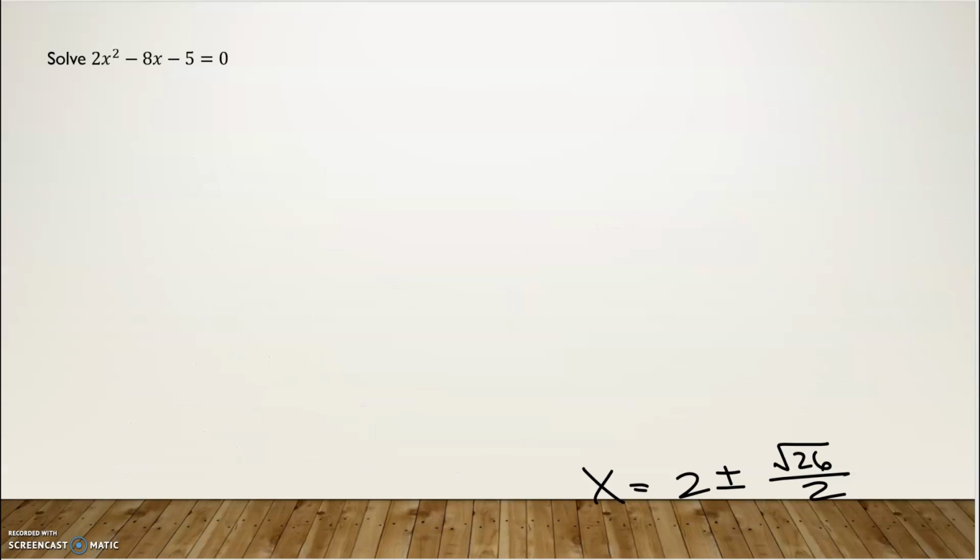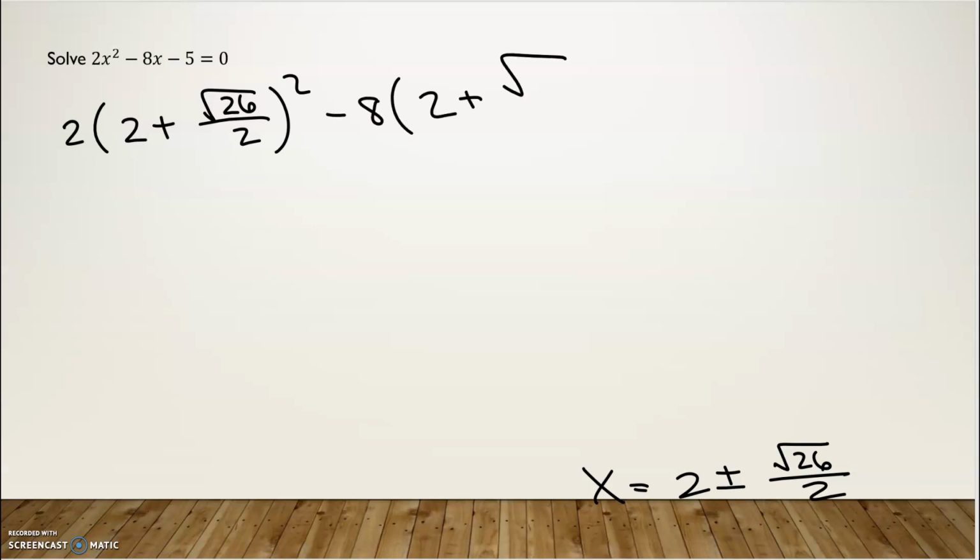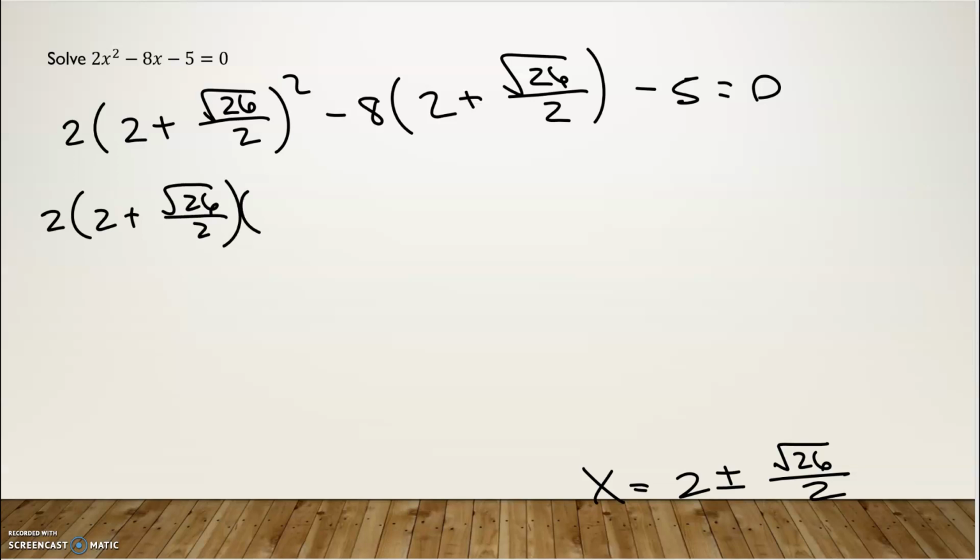Okay, this is section 2.5, part 4. Let's go ahead and check our answers in the original equation. So 2 times (2 plus square root of 26 over 2) squared, minus 8 times (2 plus square root of 26 over 2) minus 5 equals 0. Okay, so I'm going to write this out twice and then distribute.